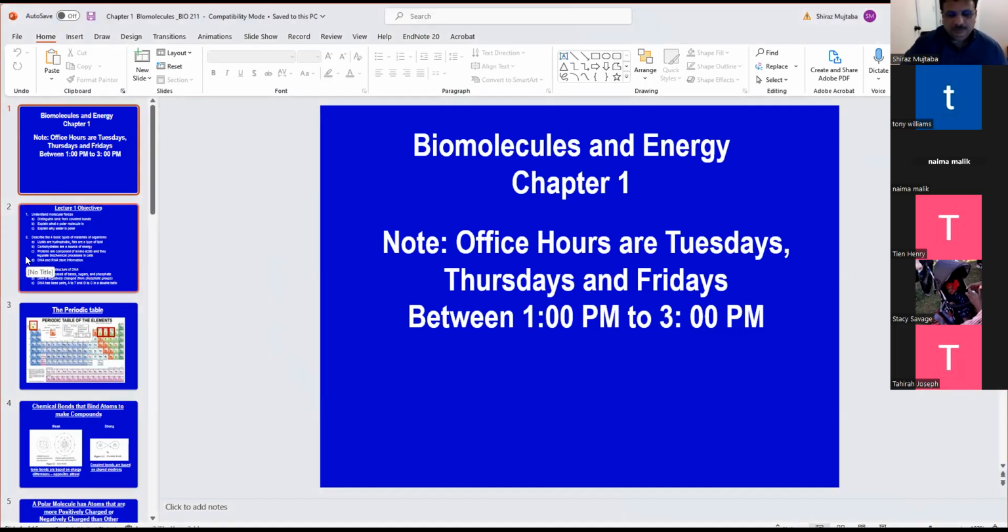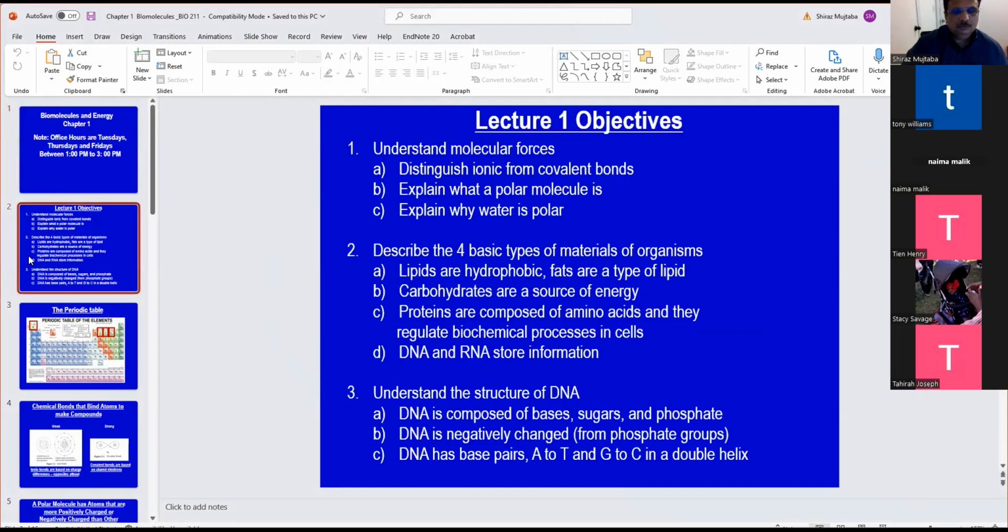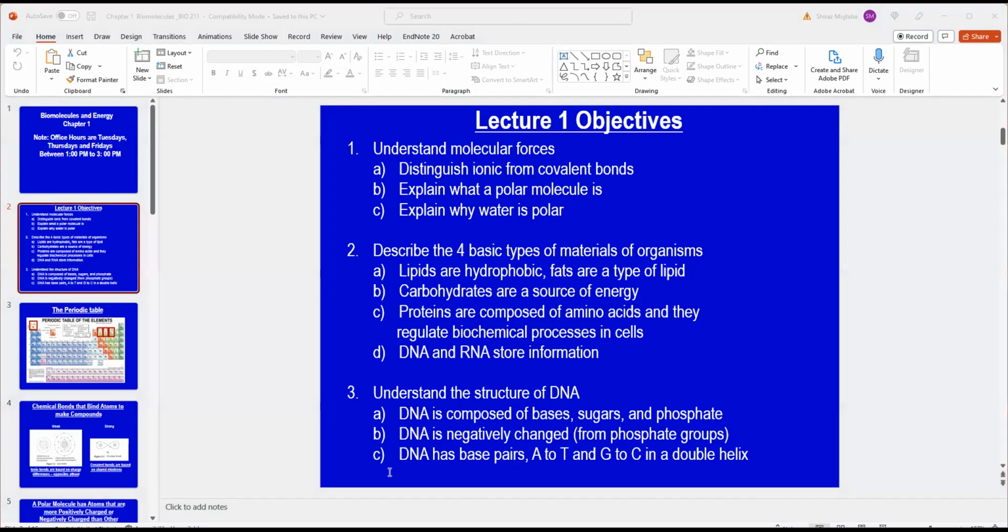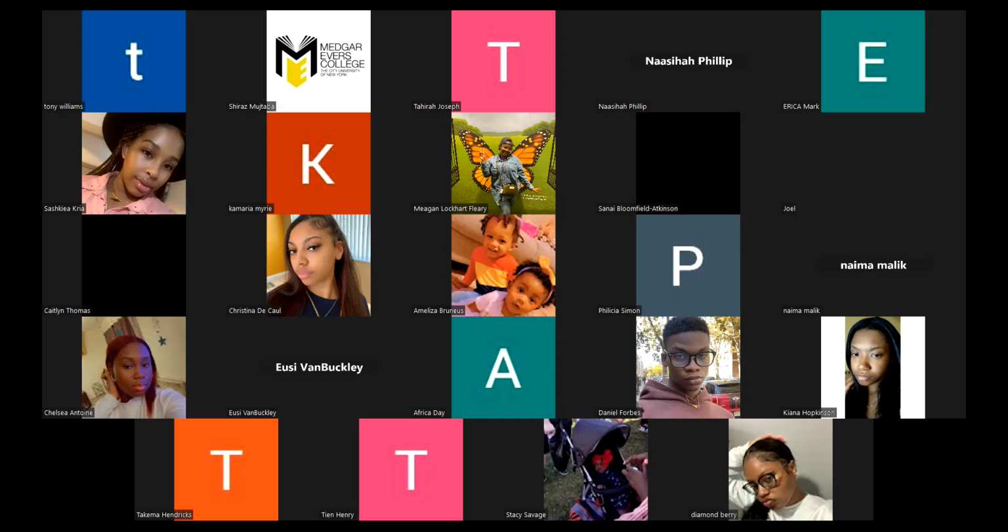So this is chapter number 1, which talks about biomolecules and energy. Why have they bridged this diverse topic into one, biomolecules and energy? First of all, let's define what biomolecules are. Biomolecules are those special molecules.